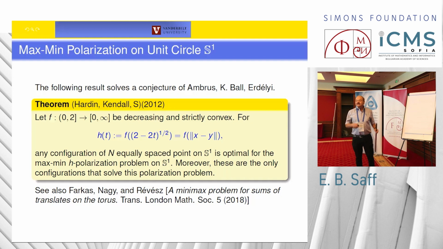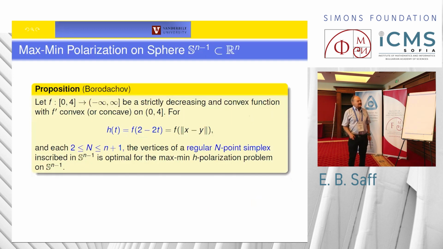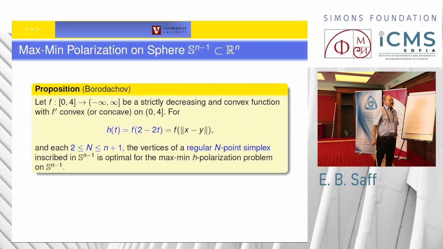Okay, so that's points on the circle. So let's go from a circle to a sphere, say the sphere of dimension n-1, embedded in R^n, and what can we say about that? Well, Sergei Baratychev proved the case where capital N is between 2 and n plus 1. So as you might imagine, if you're on this sphere and you have just 2 points, it's the North Pole and the South Pole. If you have 3 points, it's 3 points on the equator, essentially.